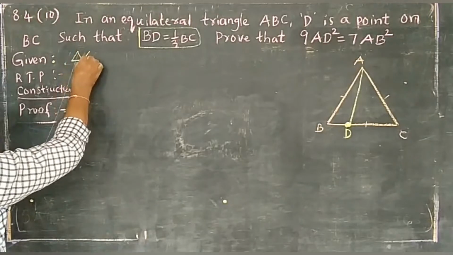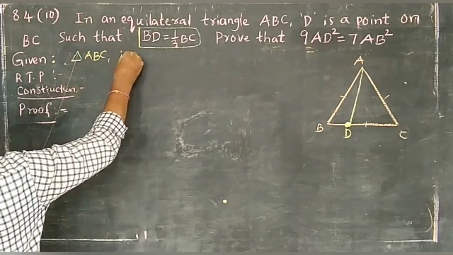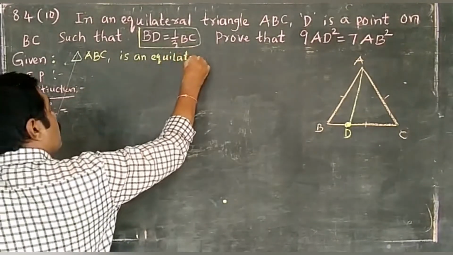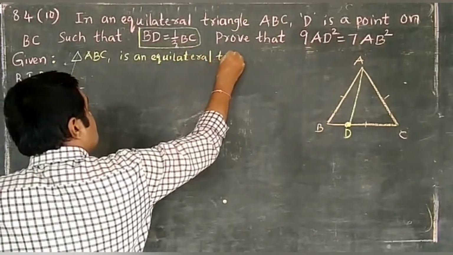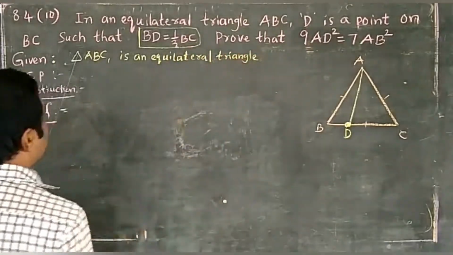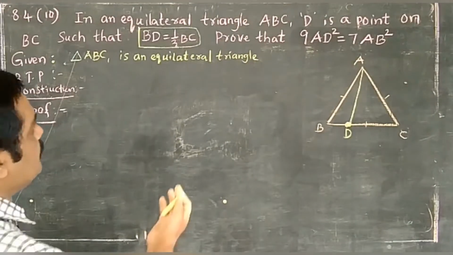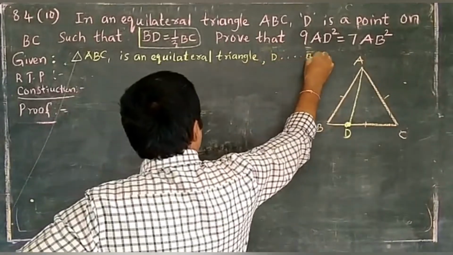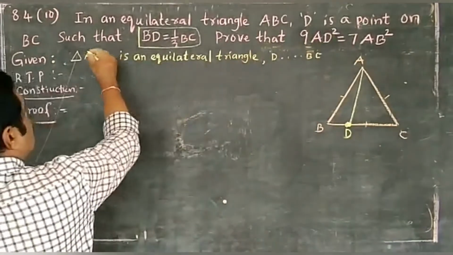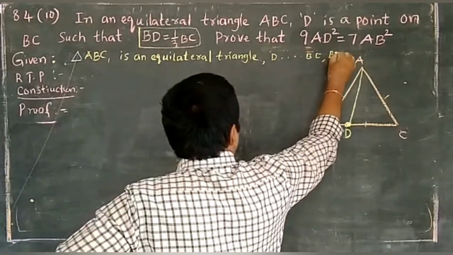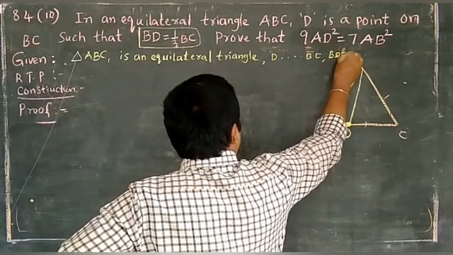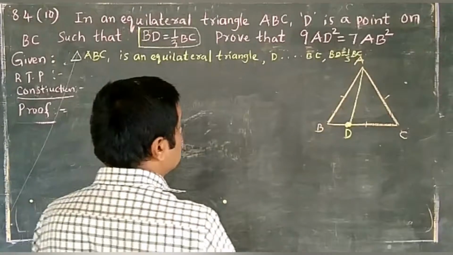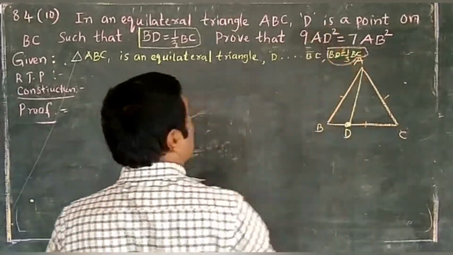So, triangle ABC is an equilateral triangle. This information is given. Next, D is a point on BC such that BD is equal to 1 by 3 BC. This is given. Remember that word.